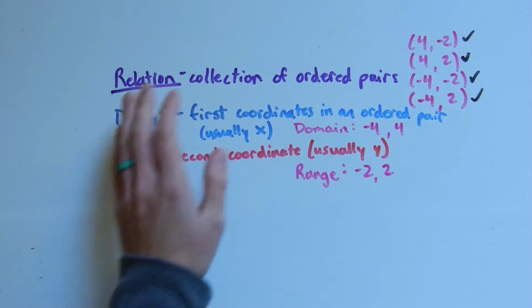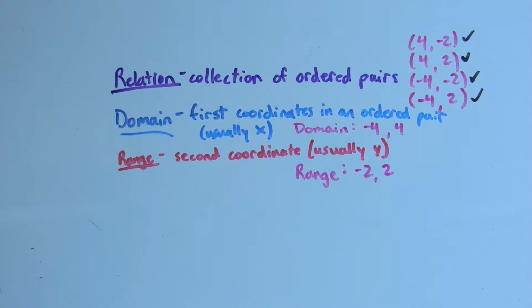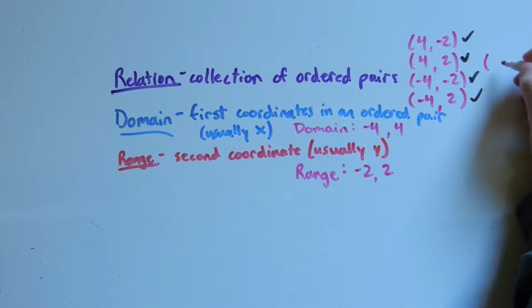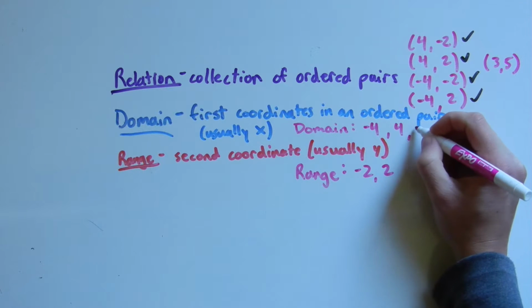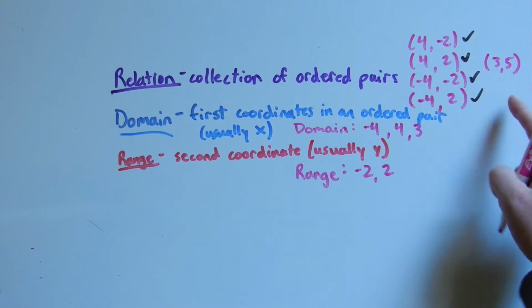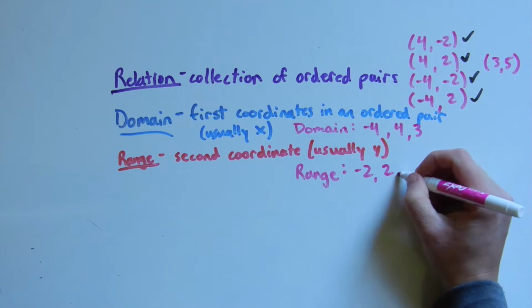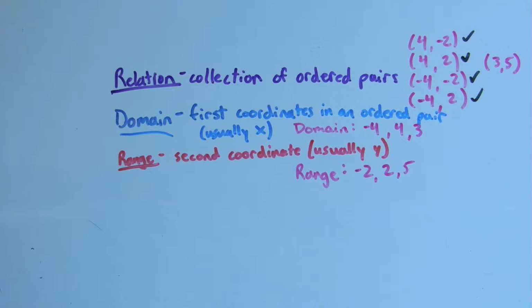Let's say I put another coordinate within this relation. Let's say I put the coordinate 3, 5. Well, we do not already have 3 within our domain, so we would add that, and we don't have 5 within our range yet, so that would also get added to our range. Let me go over one more definition in this video to help us understand domain and range and how they're related within a relation.